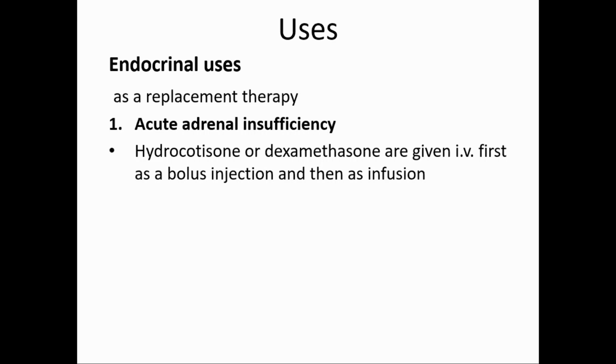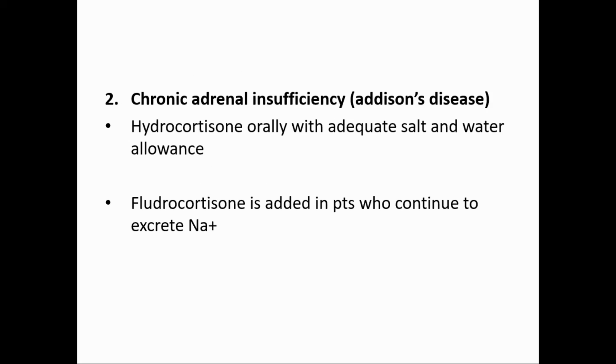Dexamethasone being the most potent glucocorticoid, dexamethasone IV is also given. When dexamethasone is being given, we need to ensure that the patient has sufficient water and sodium intake. Both drugs are given first as a bolus injection and then as an infusion. Glucocorticoids, mineralocorticoids, or corticosteroids as a whole are also used as replacement therapy in chronic adrenal insufficiency, which is also known as Addison's disease.